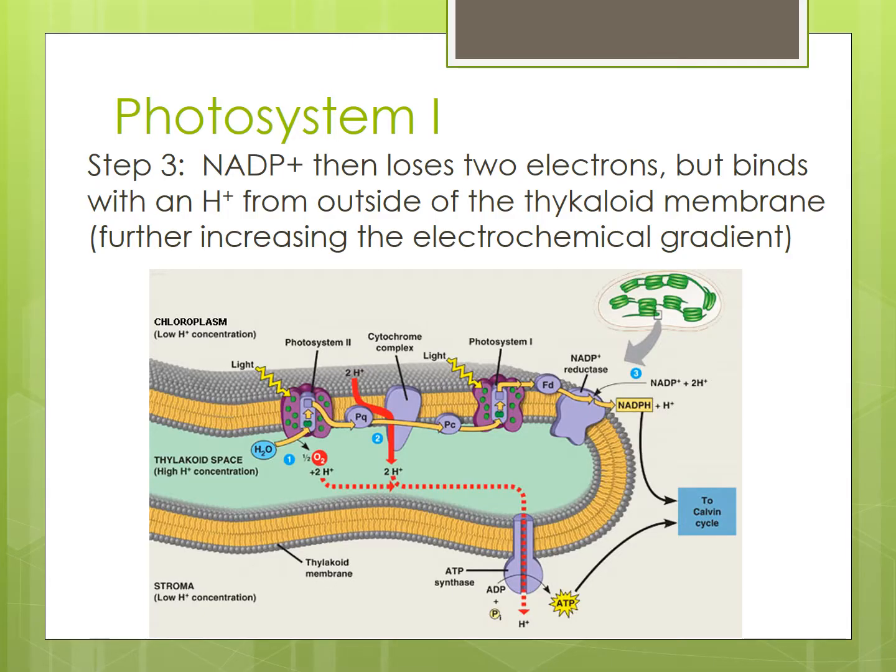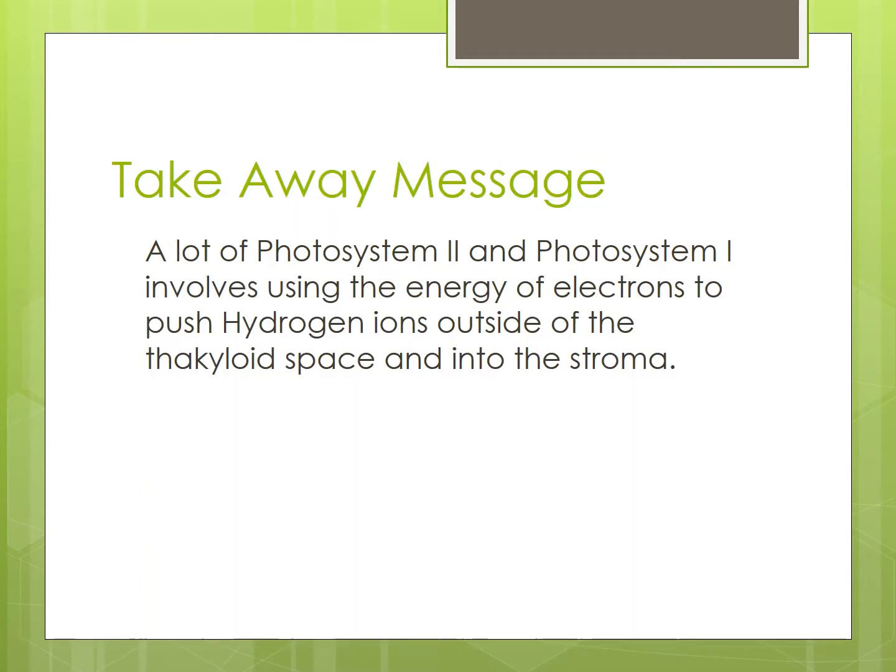So now that that NADP has lost its electrons, it's got a hydrogen from the outside. Now you've got an even stronger electrochemical gradient. You're able to do even more work. You've got a huge buildup of hydrogen ions. So the big takeaway message is that you are pushing a whole bunch of hydrogen ions outside of the thylakoid space in order to create this massive electrochemical gradient.